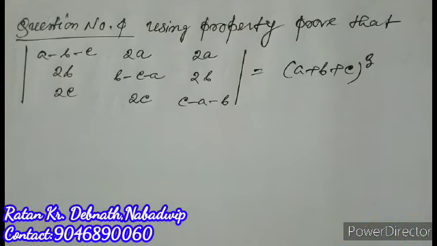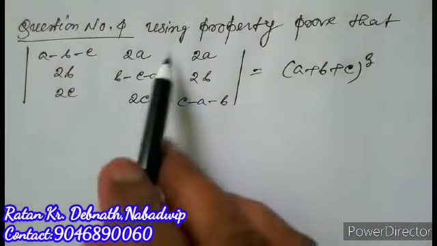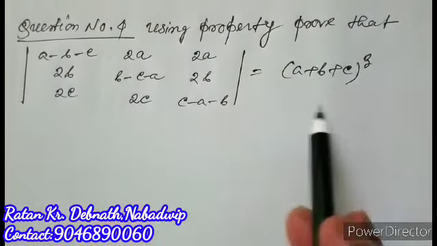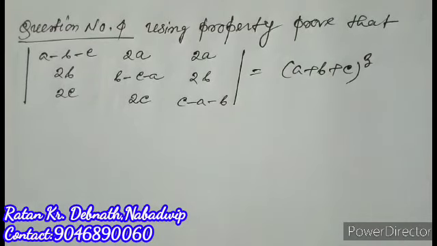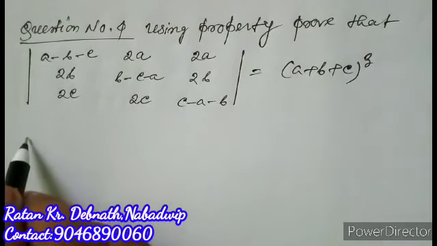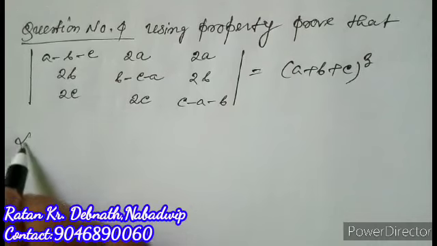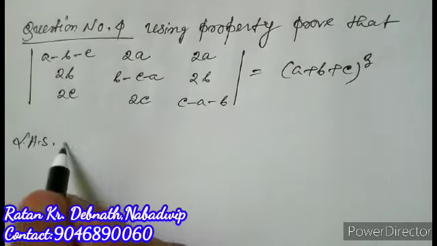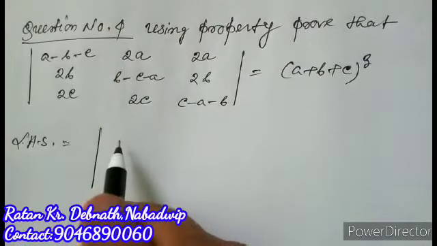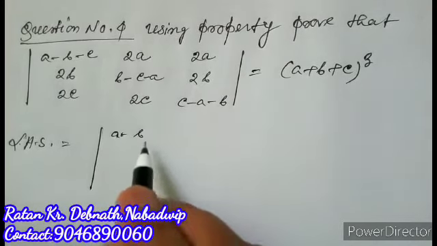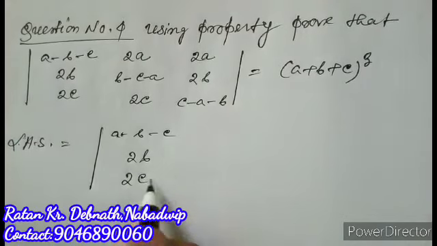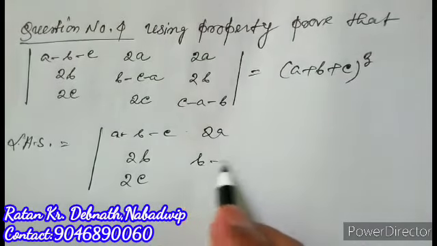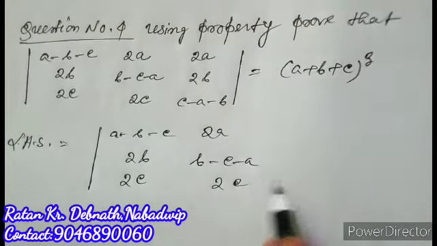On the screen, another beautiful sum for you. Using properties, prove that this one equals a plus b plus c whole cube. So a minus b minus c, 2b, 2c, 2a, b minus c minus a, 2c.